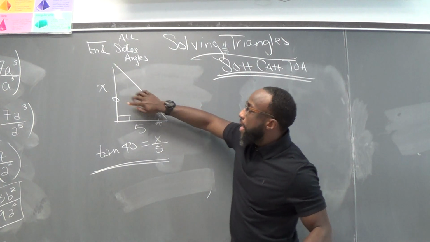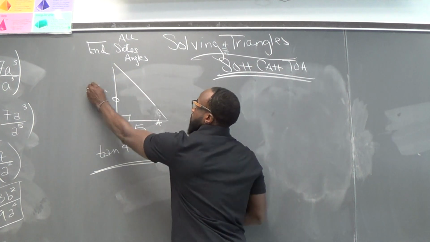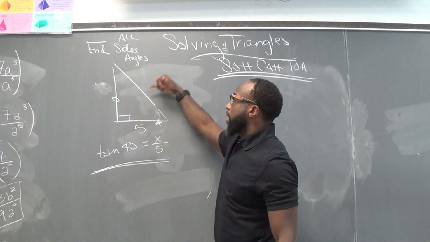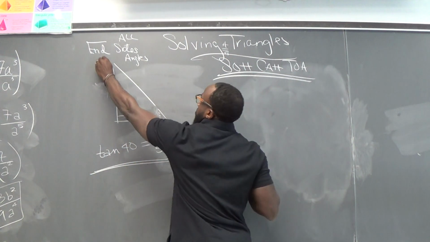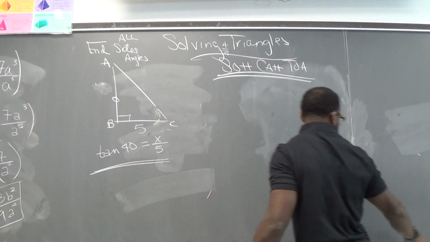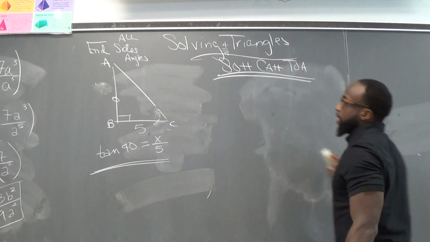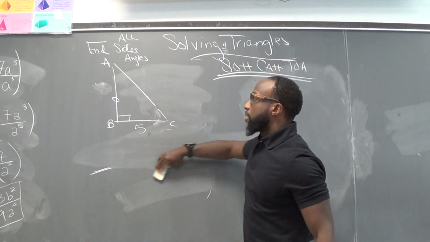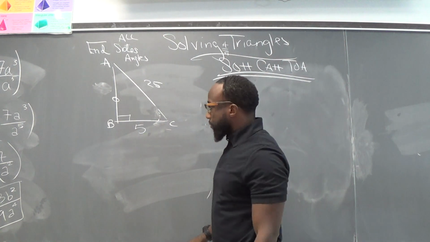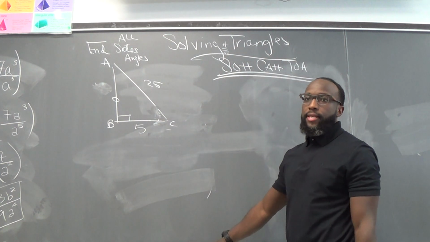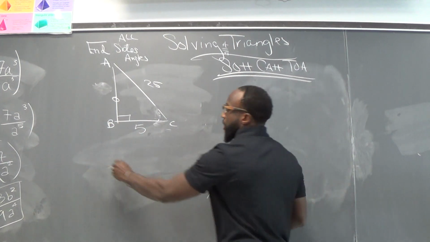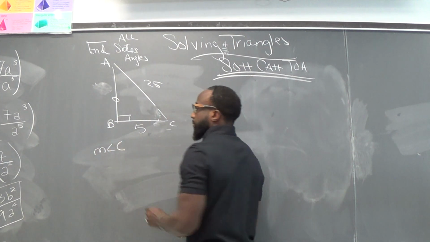So if there is no angle measure, we'll disregard that, and we're trying to figure out what angle. If we label this A, B, C, and give me a hypotenuse length. 25. All right, let's do 25. We said 25, and they said we need to find the measure of angle C, right?